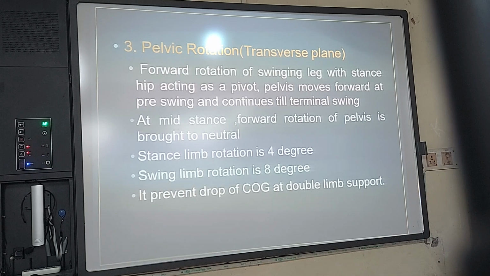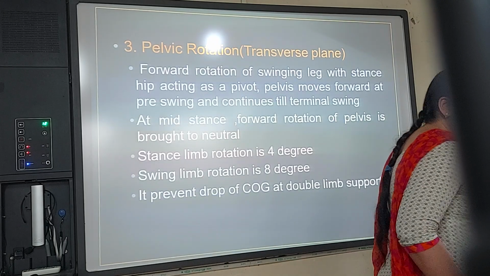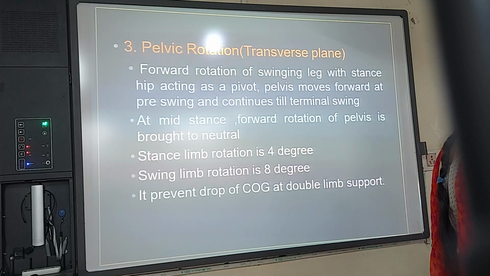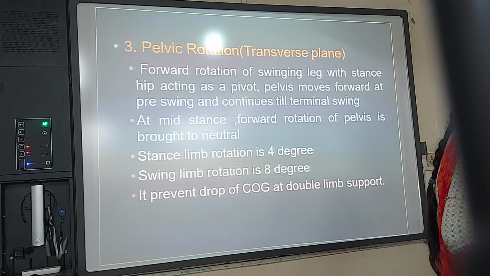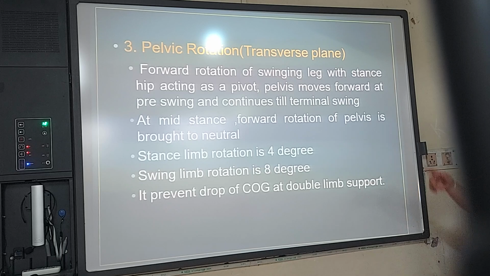It is the forward rotation of the swinging leg with the stance hip as the pivot. If this is the book and this is the swinging leg, to swing it into almost terminal swing, my pelvis has moved forward and this pelvis is acting as a pivot. If this is my pivot, this is the stance foot and this is the swinging foot at the terminal part, you can see the pelvis has moved forward. This hip is acting as a pivot. There is a forward rotation happening on the swinging leg.